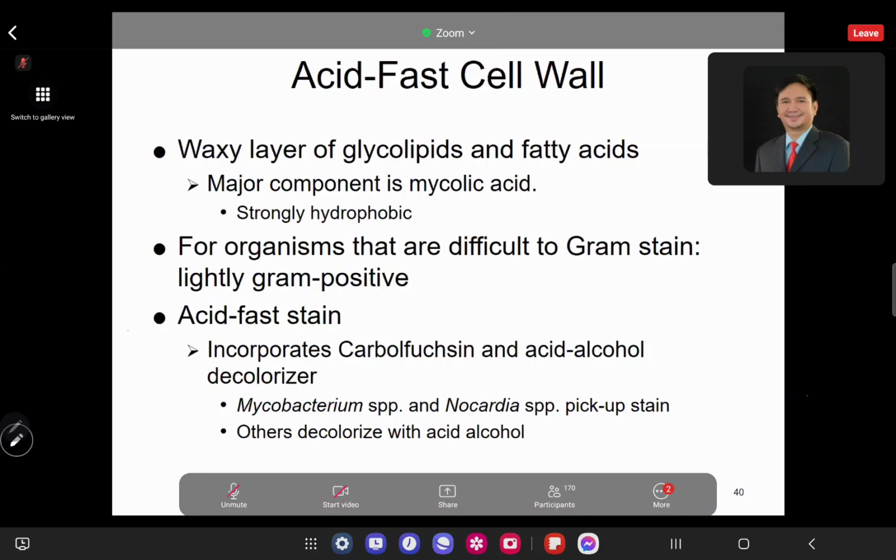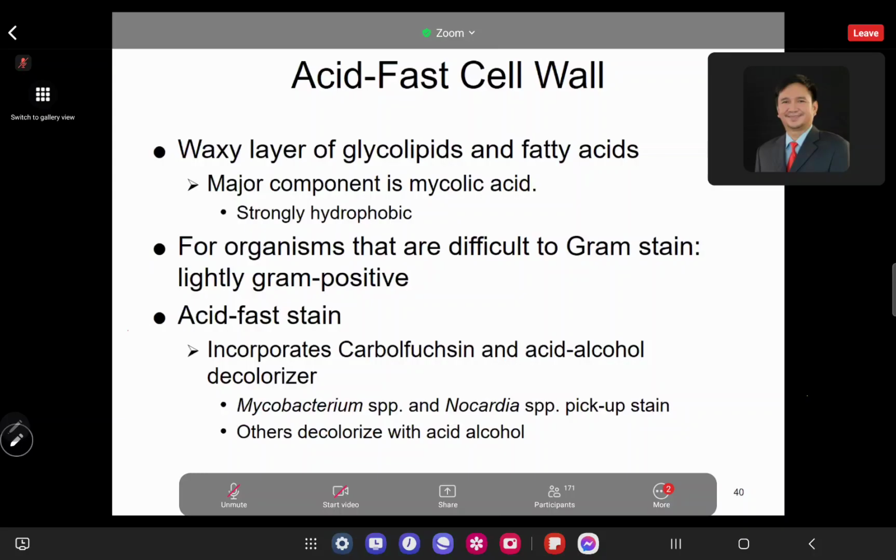Acid-fast bacteria are difficult to gram stain, but once you perform gram staining, they are lightly gram-positive. Remember that. Light purple, light violet. They could ask that in your licensure examination.